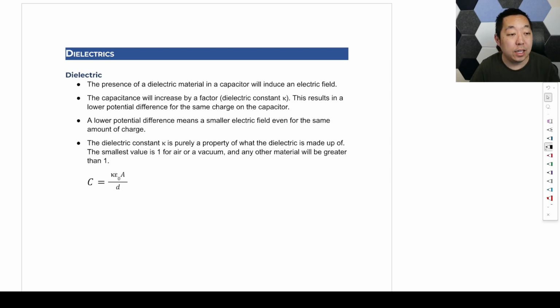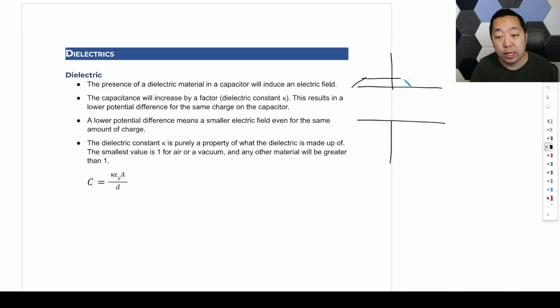All right, so dielectrics. Sometimes you can put something in between the plates of a parallel plate capacitor, or any capacitor technically. Normally you have air or nothing in between these parallel plates, right? And so what you can do is insert another material in there.